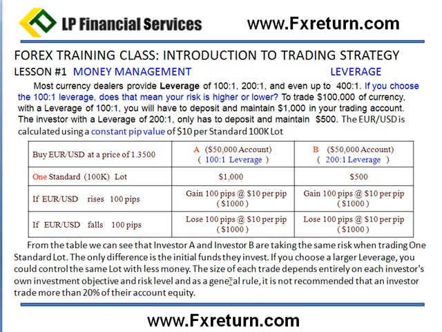So from the table, we can see that investor A and investor B are taking the same risk when trading one standard lot. The only difference is the initial funds they invest. If you choose a larger leverage, you can control the same lot with less money. The size of each trade depends entirely on each investor's own investment objective and risk level, and as a general rule, it's not recommended that an investor trade more than 20% of their account equity.